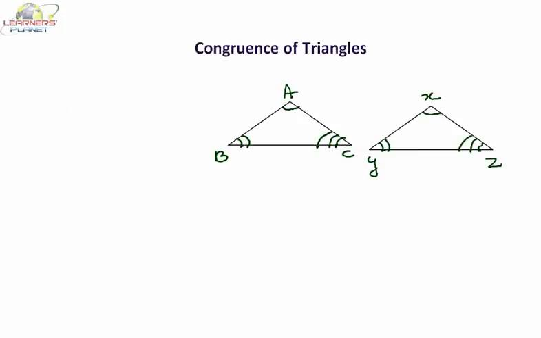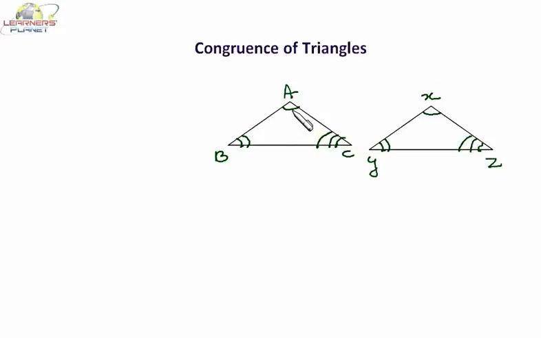Now we have just discussed that a triangle is said to be congruent to another triangle if and only if all the 6 elements, that is 3 sides and the 3 angles of one triangle, are equal to the same 6 elements of the other. But before identifying these 6 elements, we should be knowing the order of the vertices of the 2 triangles in which they are matching with each other.